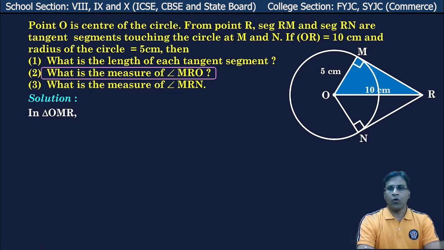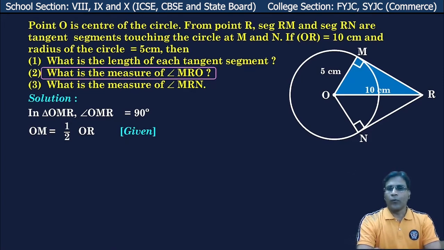Now, in triangle OMR, if you just observe, angle OMR is 90 degrees. So one angle we already know. Now let's see OM and OR. OM is 5 centimeter, OR is 10 centimeter. So in other words, I can say OM is half the length of OR. Do you all agree? Now, if you try to recollect, such a relation we have studied in the 30, 60, 90 triangle theorem.